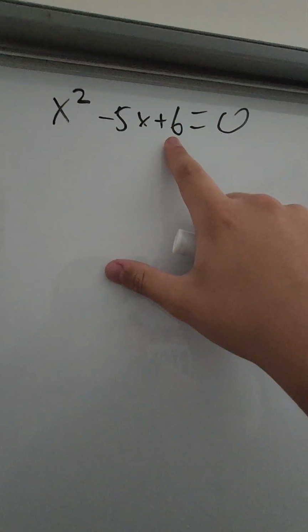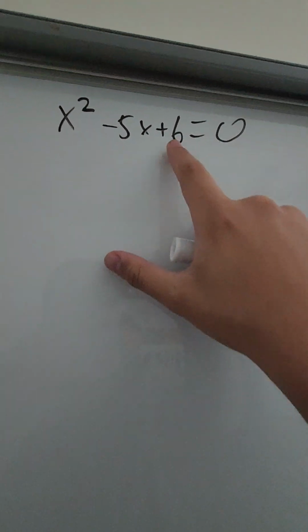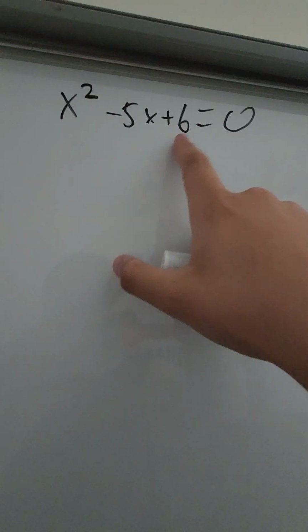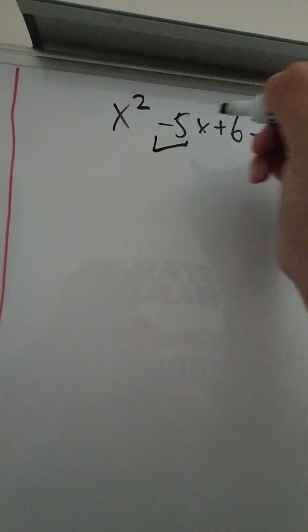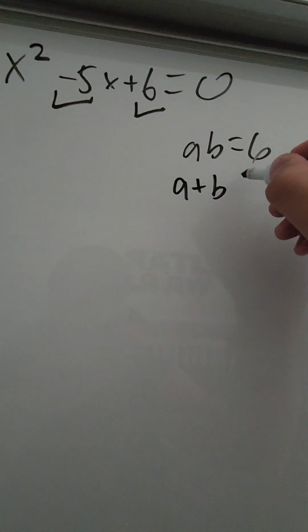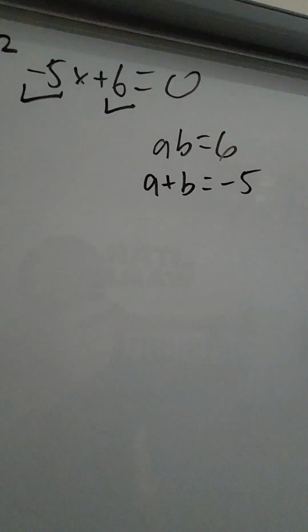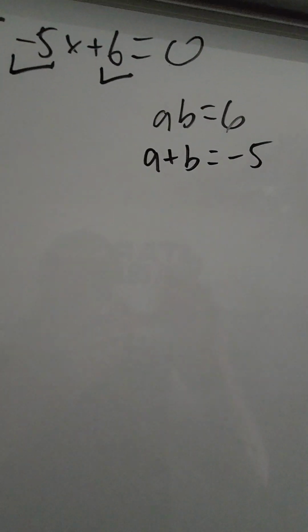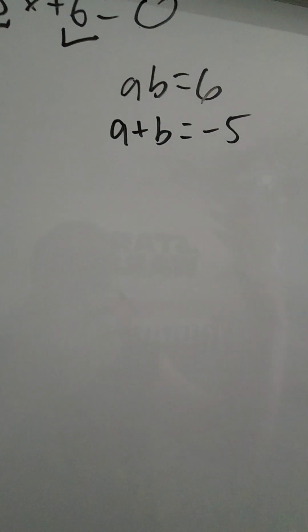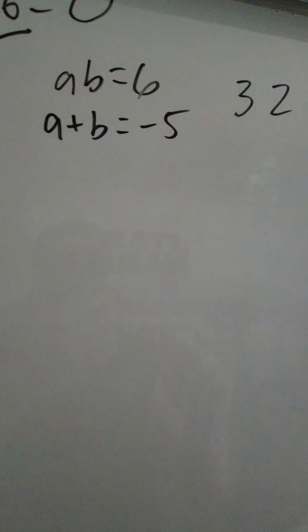You have to look at this number here and think: what two numbers multiplied will give you this, but also add up to give you this number? Here we have a -5, here we have a 6. So what two numbers multiplied give you 6, but when you add them up, give you -5? Well, you can use your head here. If we use 3 and 2, 3 times 2 equals 6, so it has to be 3 and 2.